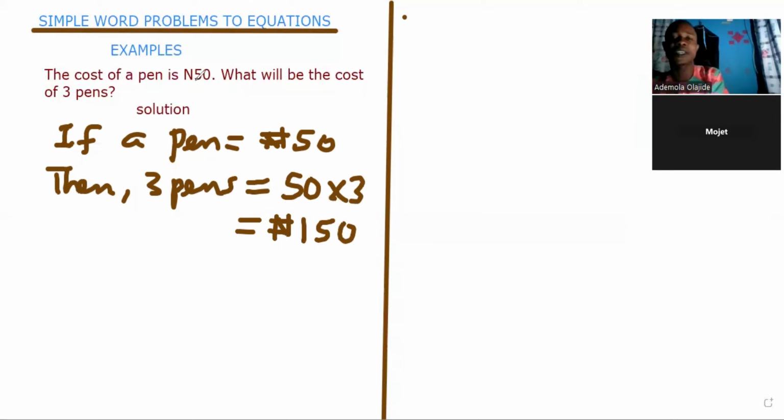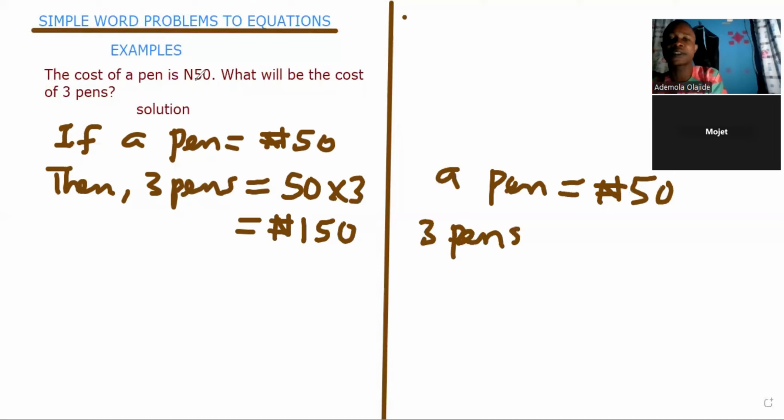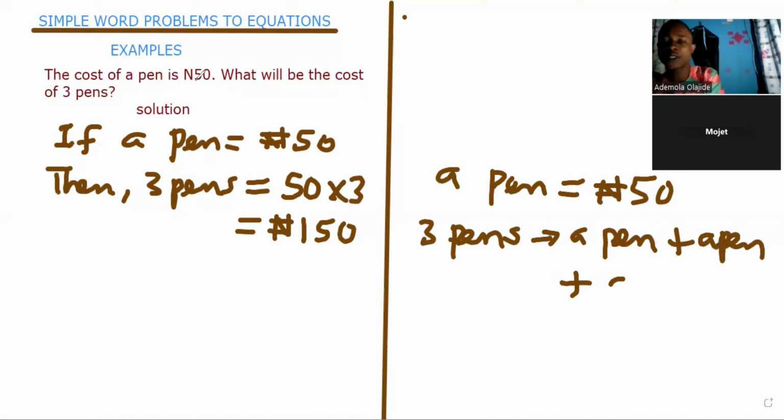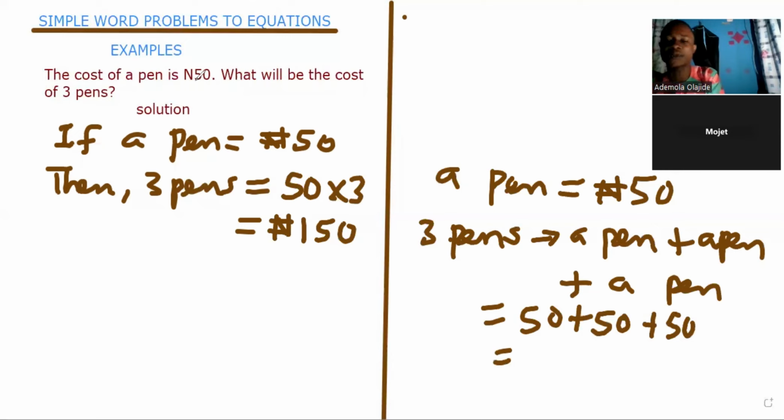If they say a pen is 50 naira, and they now ask for 3 pens, the cost of 3 pens implies a pen plus a pen plus a pen, which is the same thing as 50 plus 50 plus 50, which is still, if you had 50 in 3 places, it will still give you 150.